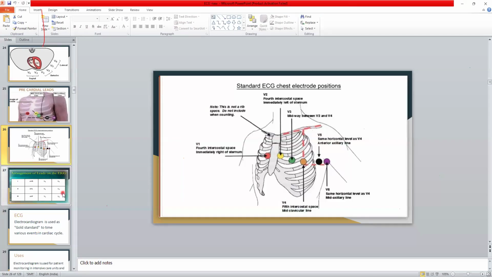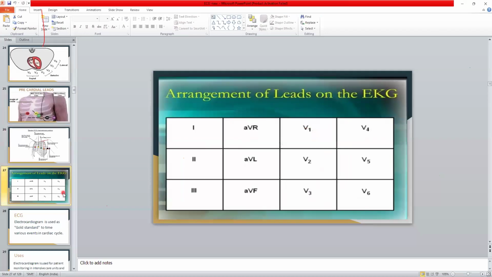In a normal ECG, the arrangement of leads will be like this. First will be the bipolar leads, lead 1, lead 2, lead 3. Then come the unipolar limb leads aVR, aVL, aVF, and the precordial leads V1, V2, V3 and V4, V5, V6.